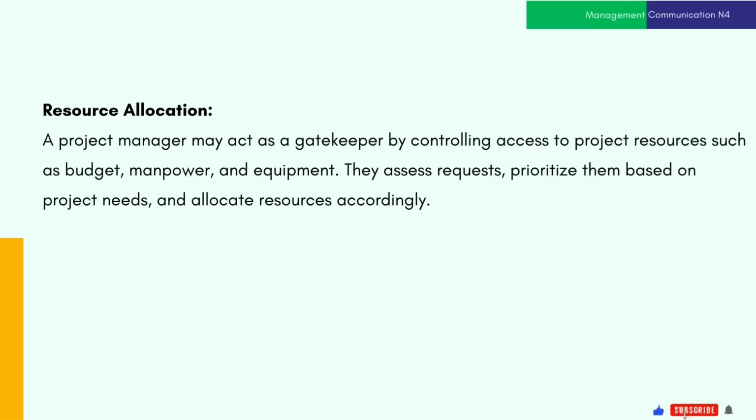2. Resource allocation. A project manager may act as a gatekeeper by controlling access to project resources such as budget, manpower, and equipment. They assess requests, prioritize them based on project needs, and allocate resources accordingly.